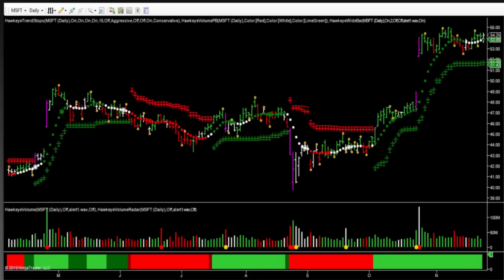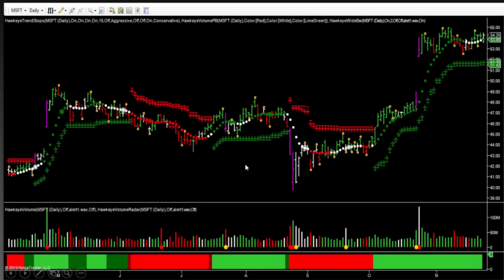So what we see here, just to explain what a Hawkeye chart looks like, is that we've got the trend, which may be up, green, in congestion, which is white, or downtrend, which is red, and we've got the volume along the bottom, which not only shows the level of volume, but also shows whether that's buying volume, indicated by green, neutral volume, indicated by white, and selling volume, indicated by red.